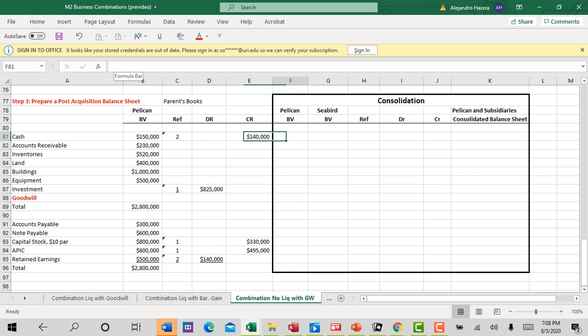So let's first of all record the results of P's transactions here. Cash is 150 minus 140, which gives you the 10. That number hasn't changed. That number hasn't changed. That number hasn't changed. Equipment has not changed. Investment has changed. Investment is 825 now. I've got goodwill in there, and we're going to need a goodwill column here. Goodwill for now is 0. So let's just sum these up and see what we get.